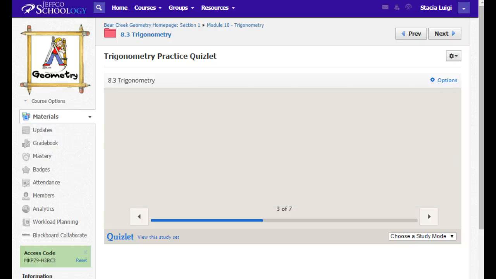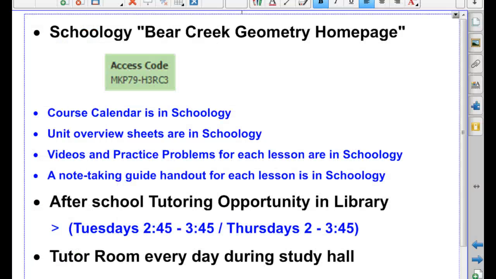The last thing I want to point out is opportunities to get help. That would be after-school tutoring in the library on Tuesdays and Thursdays. This is a great opportunity for your student to get help. There's also math tutor room every day, and they can check out of their study hall and go to that tutor room. I always advise students who struggle in math to go in there and get their homework done on campus. Don't leave the homework to be done by themselves at home.